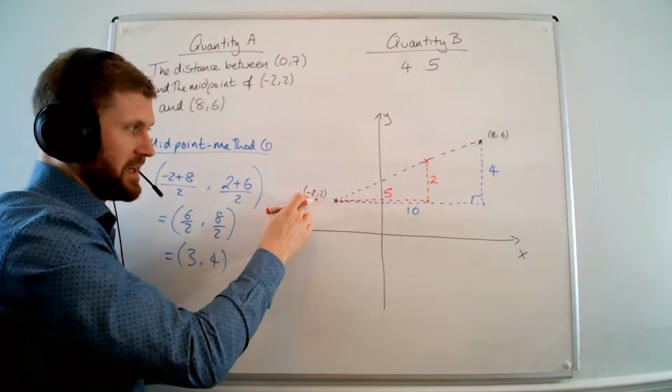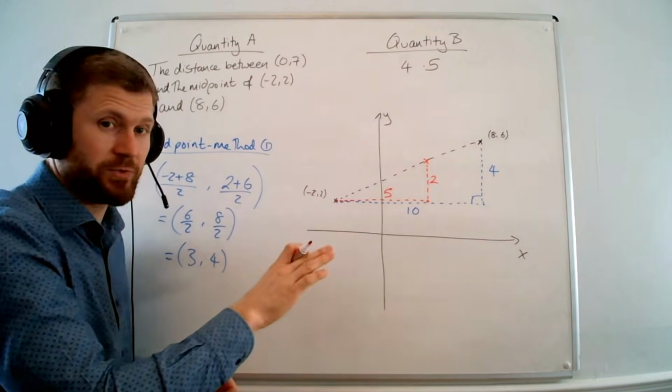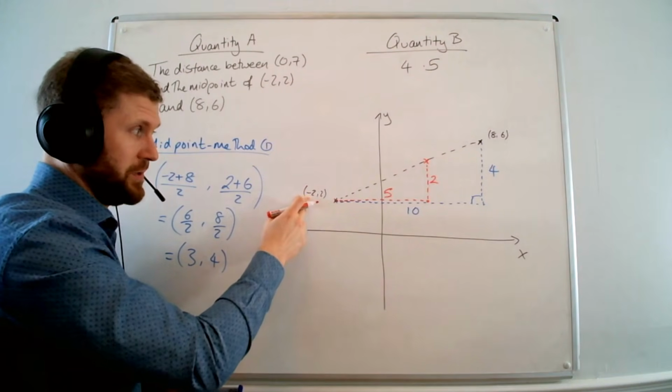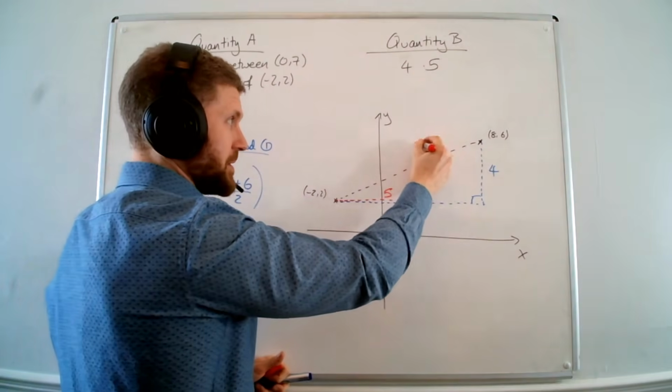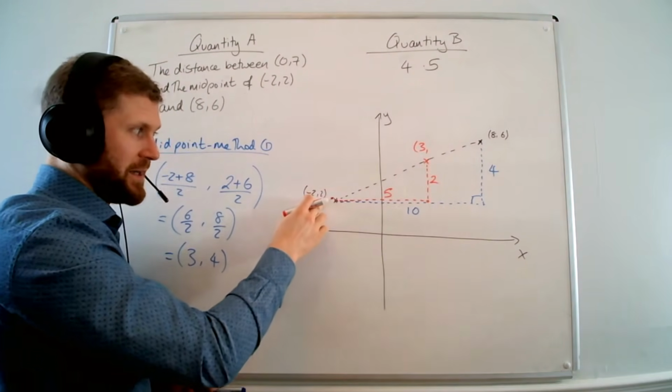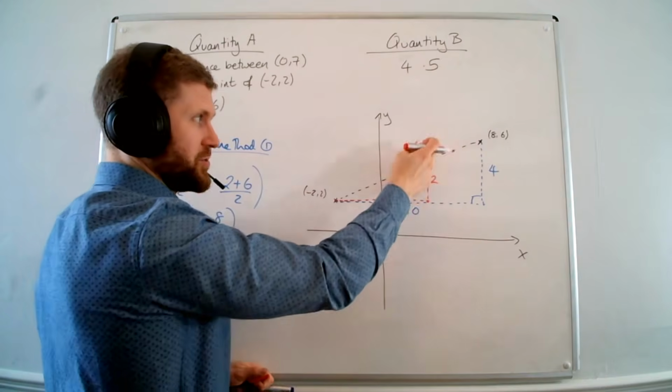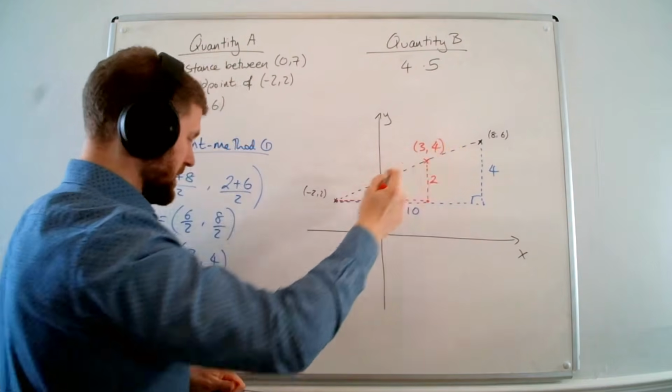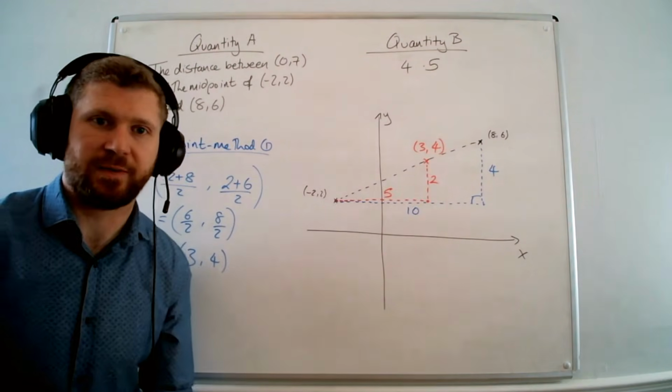So starting at (-2, 2), I'll do the x-coordinate first. So -2, I go 5 to the right, I'm going to end up at 3. And in the y-coordinate, I'm starting at 2, and I'm going to go 2 up. That would give me 4, and thankfully, both of our answers match.